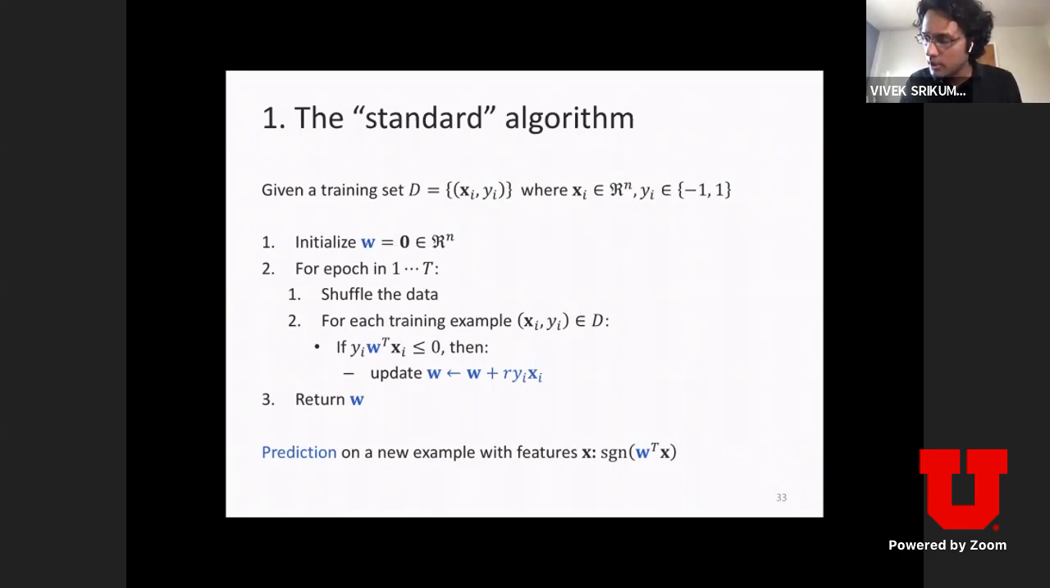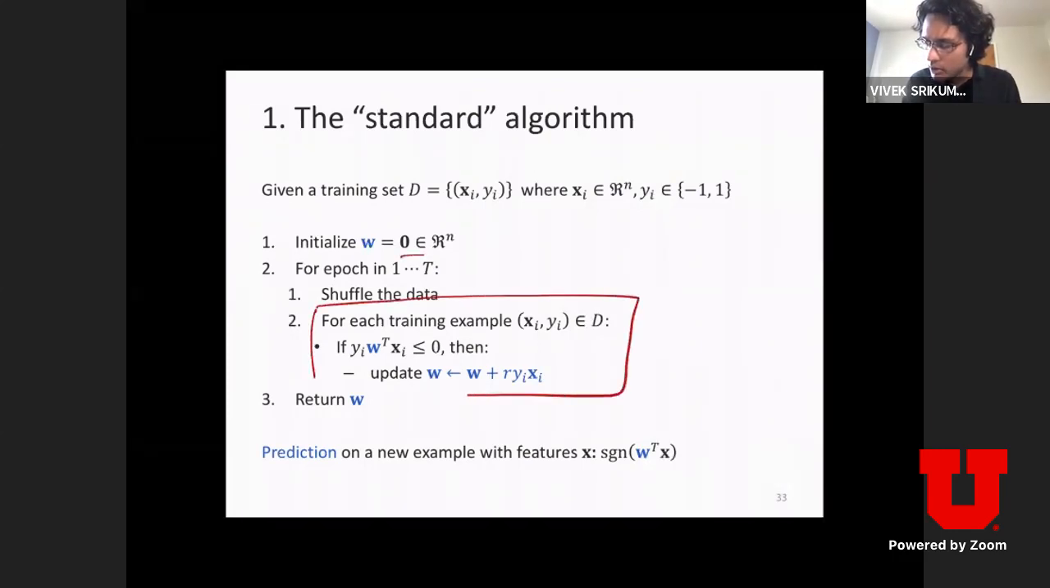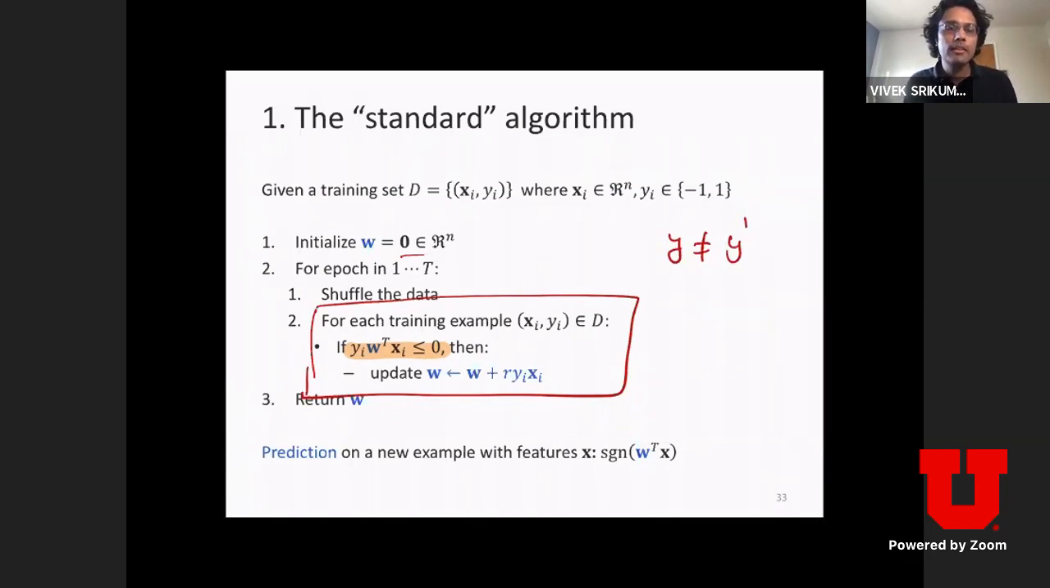This is what might be called the standard perceptron algorithm or the batch perceptron algorithm. That's the more common name, though, where you initialize your weights. The same perceptron loop that we saw before exists. Notice that here I have written mistakes slightly differently. Instead of checking whether the sign y not equal to the prediction y prime, I have written y_i w transpose x is negative. And this is essentially the same because w transpose x is positive means the prediction is positive. I stepped through this in the last lecture, but I want to do it again because we will need this when we talk about the mistake bound theorem.